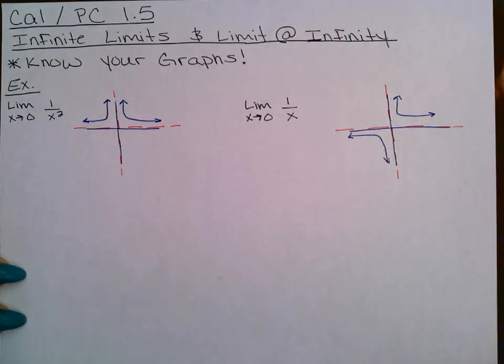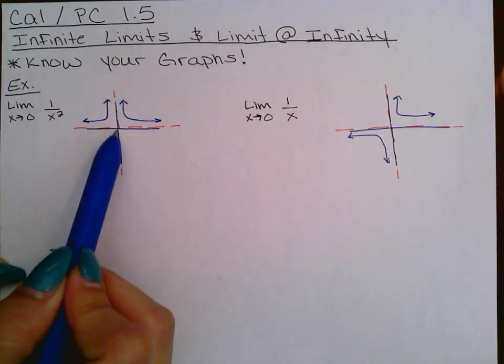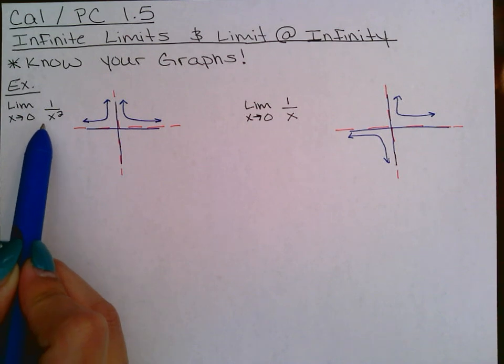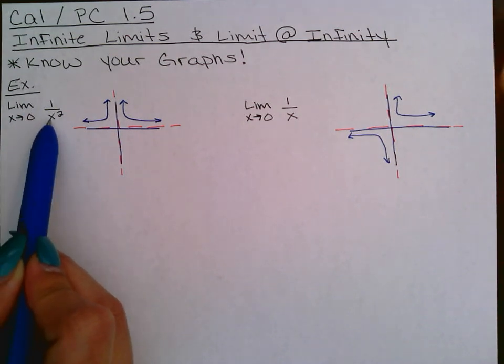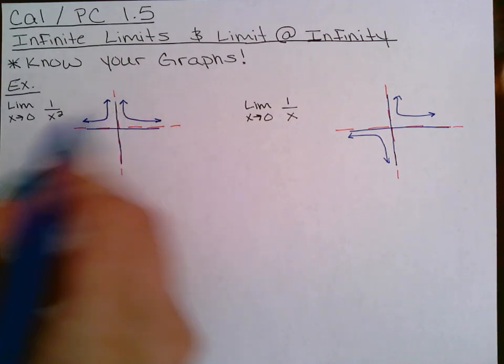So if we use the method we were talking about in the previous lesson about checking them from the left and from the right, I obviously see that at 0 I have a discontinuity. So if I try and plug 0 in here, I'm going to get 1 over 0, which is undefined. So I can't just solve this one by plugging in 0. I have to start analyzing the graph and see what's happening from the left and from the right.